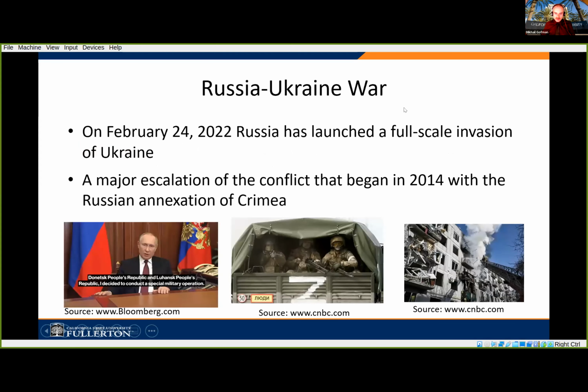So first of all, a bit of background. On February 24th, 2022, Russia launched a full-scale invasion of Ukraine. This is a major escalation of the conflict that really began in 2014 with the Russian annexation of Crimea. Some analysts consider that this conflict began even before 2014. It has been brewing since the 2000s.